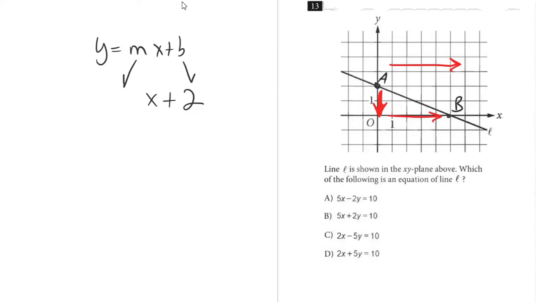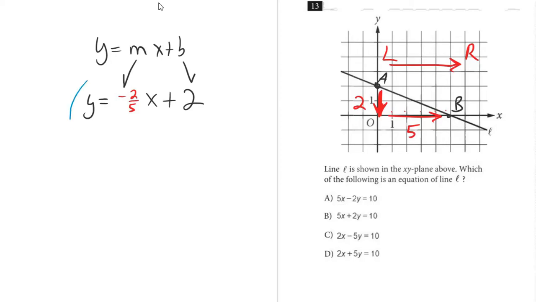We're going down 2. And how much are we running? We're going over 1, 2, 3, 4, 5. So we went down 2 over 5. So the slope is negative 2 over 5 because we're going down, not up, as we go from left to right. So this is the equation of the line, and we need to maneuver it into one of these. By the way, those answer choices are called standard form, when you have them in the format of ax plus by equals c. So we've got to get this into standard form.